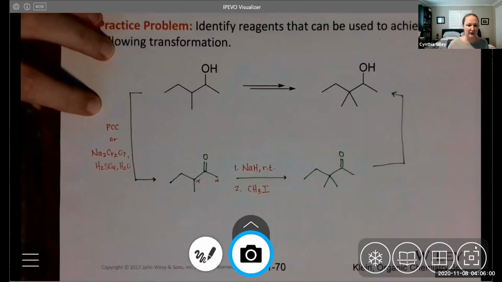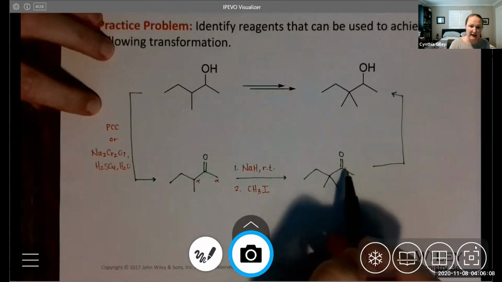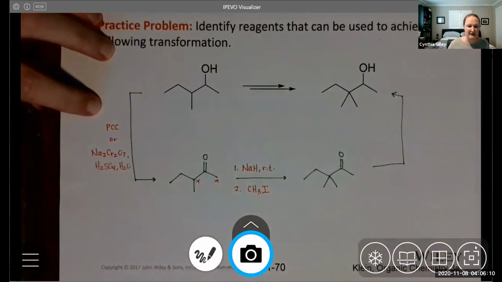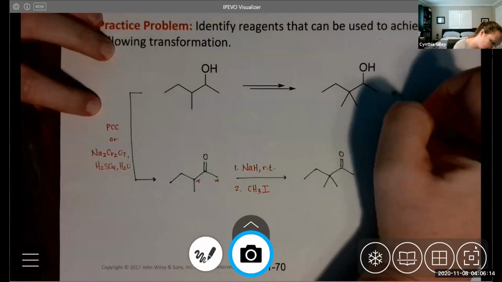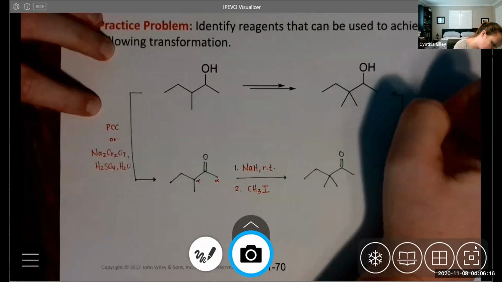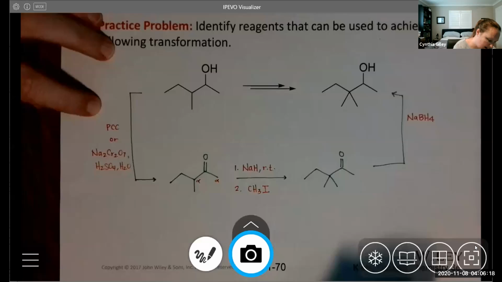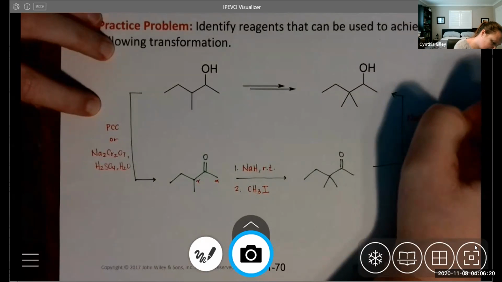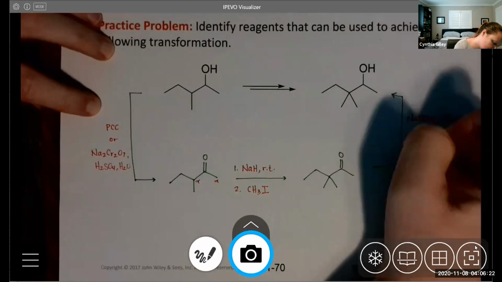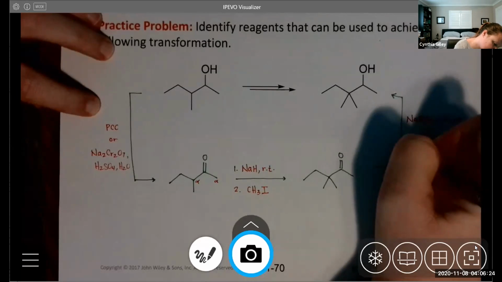You can use methyl chloride, bromide, or iodide. And then we want to reduce that ketone back to a secondary alcohol. And we can do that with either sodium borohydride or lithium aluminum hydride.